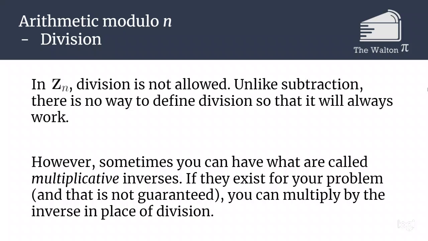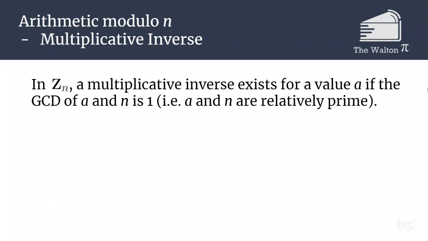However, sometimes there are multiplicative inverses, kind of like the additive inverses that we had to define subtraction. And so if we can have a multiplicative inverse, then that means that we can multiply by the multiplicative inverse, kind of like how in subtraction we added the additive inverse. If we have multiplicative inverses, then we can multiply by those inverses in place of division. However, multiplicative inverses are not always guaranteed.